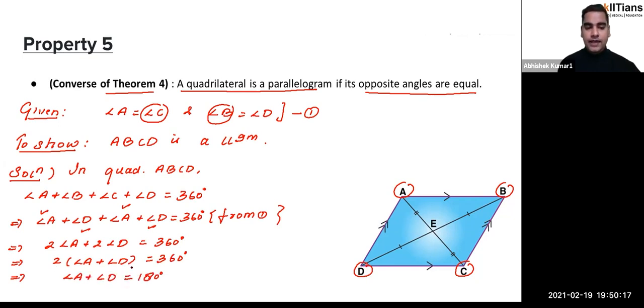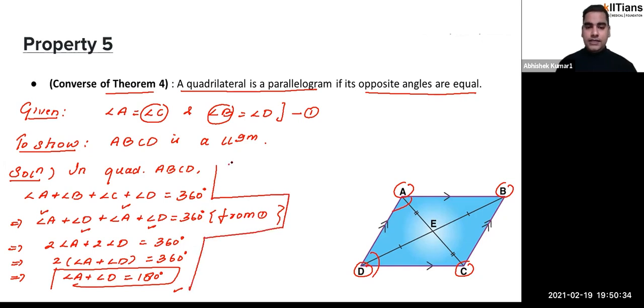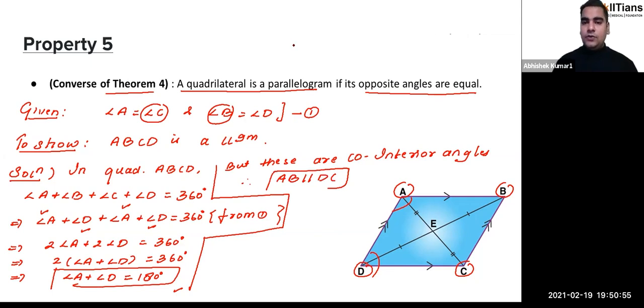Okay? Angle A, that means this angle and this angle, the sum is 180 degree. But these are co-interior angles, and if the sum of co-interior angles is 180 degree, the sides are going to be parallel. Okay, so what do we have here? But these are co-interior angles. Okay, therefore you can say that AB will be parallel to DC. Understood? So we have shown AB is parallel to DC.